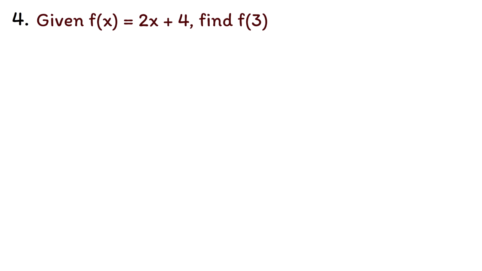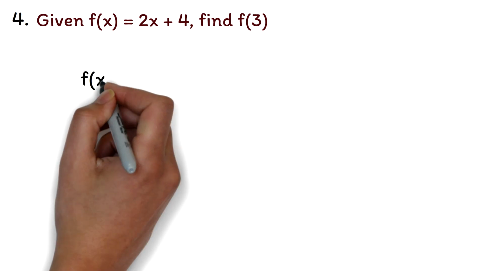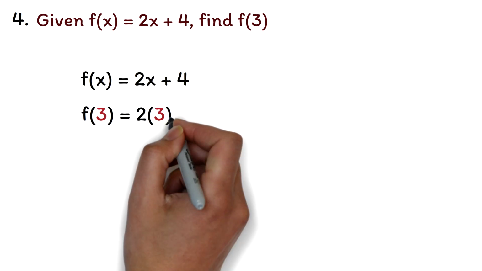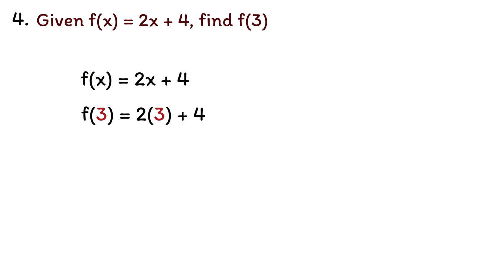Question 4. Given that f of x equals 2x plus 4, find f of 3. The work here is just substituting the x with 3. So we have f of 3 equals 2 times 3 plus 4. 2 times 3 plus 4 is 10. Therefore, f of 3 equals 10.